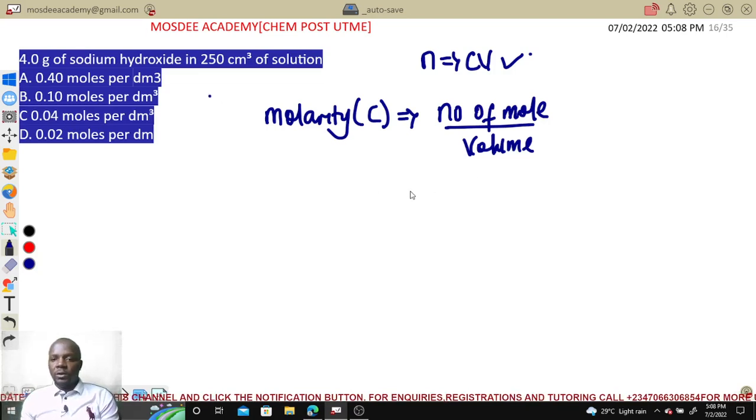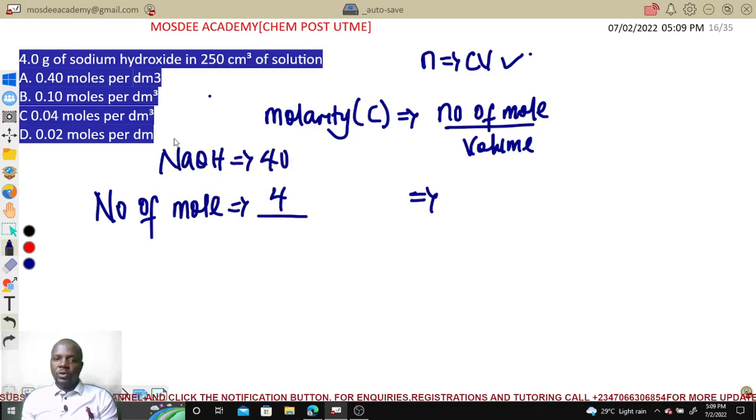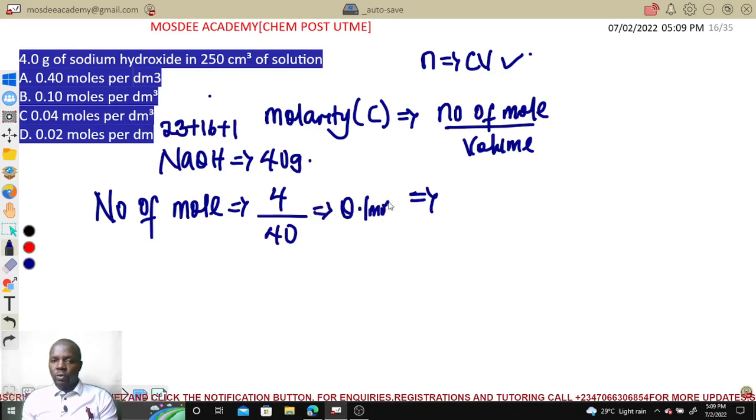Now we can solve this by saying number of mole over volume. In this case, we have two unknowns. We don't know the number of mole. The number of mole of a substance is the mass given over the molar mass of sodium hydroxide. It should be 40 grams: sodium is 23 plus 16 plus 1. So that is how I come to 40. 4 over 40 is 1 over 10, which is 0.1 moles. So the number of mole is 0.1.